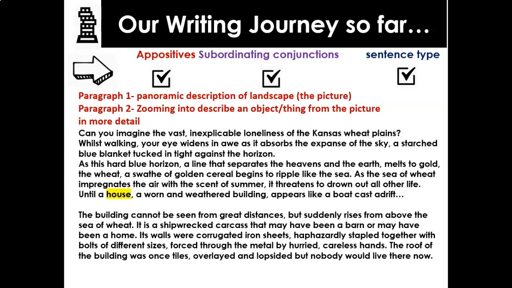Now we're going into paragraph 2 because we're zooming in to describe an object or thing from the picture in more detail. And this is what we did yesterday, our 5 sentences. The building cannot be seen from great distances, but suddenly rises above the sea of wheat. It is a shipwrecked carcass that may have been a barn or may have been a home. Its walls were corrugated iron sheets, haphazardly stapled together with bolts of different sizes, forced through the metal by hurried, careless hands. The roof of the building was once tiles, overlaid and lopsided, but nobody would live there now.